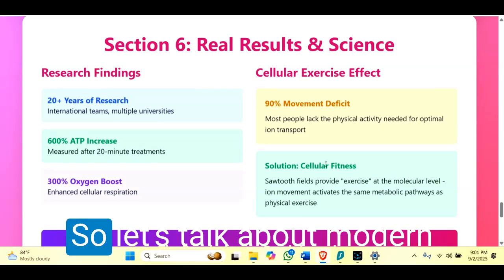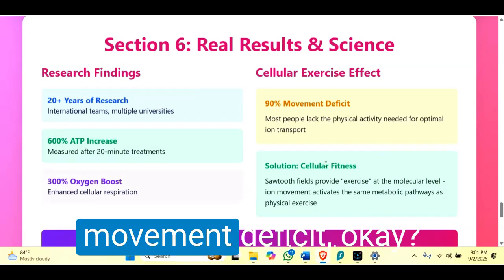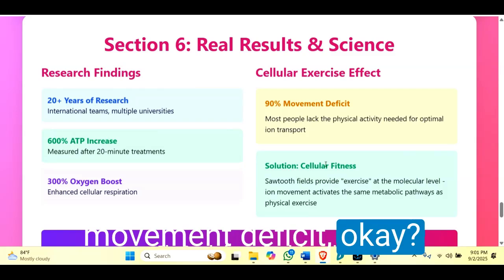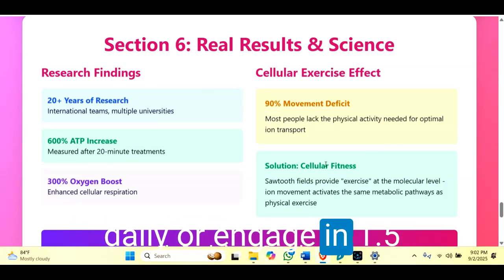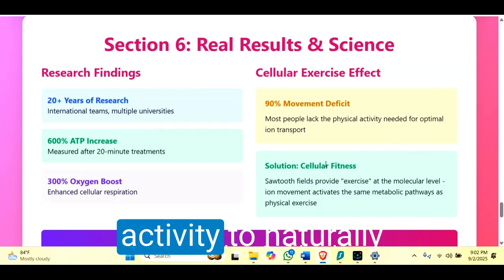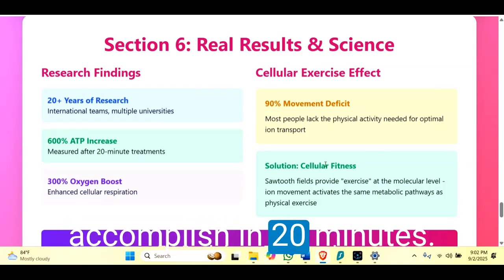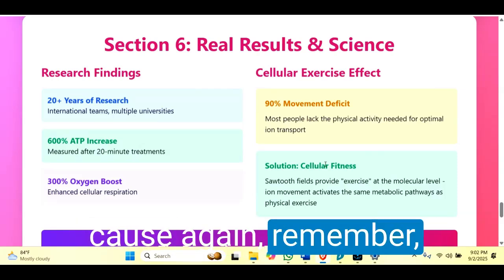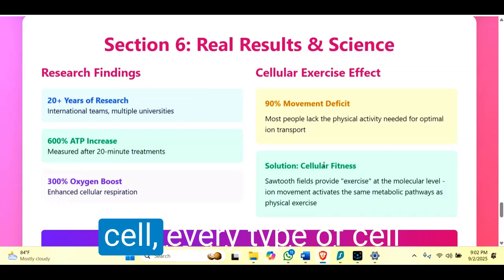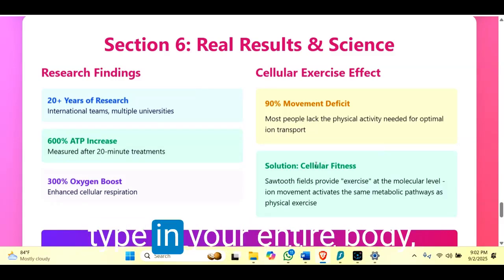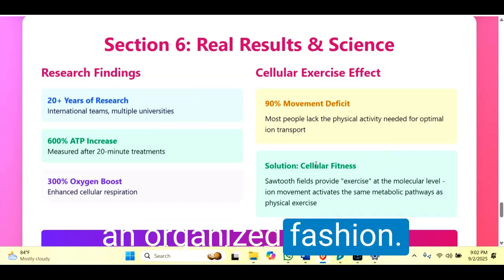Get it? So let's talk about modern lifestyle problems. So remember, 90% of people have a movement deficit, okay? So most of us would need to walk 15 kilometers daily or engage in 1.5 hours of intense physical activity to naturally achieve what the Sawtooth electromagnetic field can accomplish in 20 minutes. Because again, remember, it's an electromagnetic field affecting every single cell, every type of cell type in your entire body, all at the same time in an organized fashion.